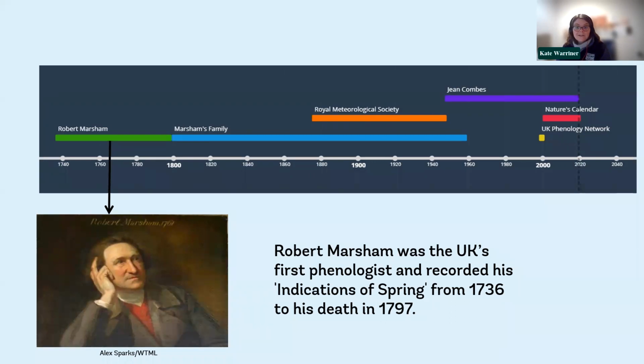Luckily, successive generations in his family kept up this recording. So we have a record from that family all the way until 1958, which is quite impressive. You'll see on the timeline, the orange line is the Royal Meteorological Society, and they got involved in phenology in 1875 when they established a national recorder network. And they published annual reports up until 1948. And they asked their observers to record flowering of certain plants, the appearance of birds and insects.